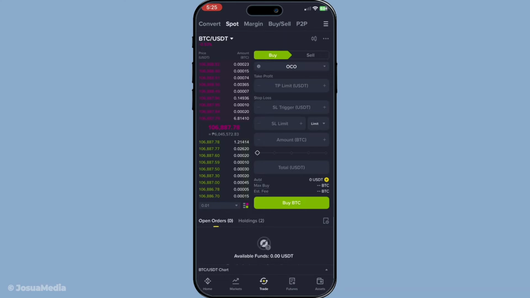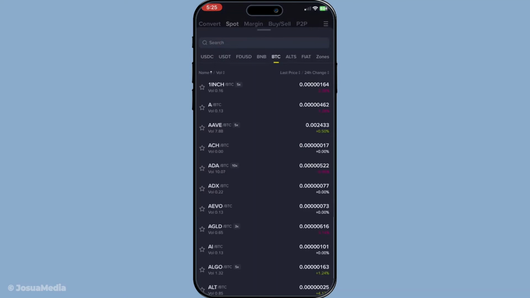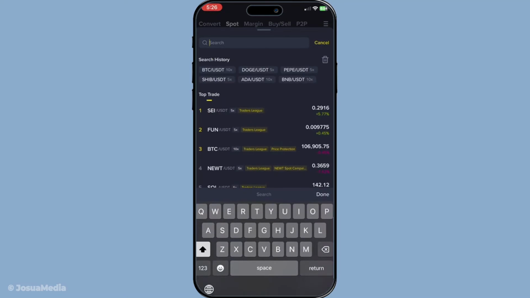prices. Now that you are in the spot trading area, the next step is to select a crypto pair. A crypto pair represents the two currencies you will be trading. For example, a popular pair you might trade is BTC USDT, which means you are trading Bitcoin against the US dollar Tether. To choose your desired pair, look for the search bar or list of pairs and find the one you want to trade.